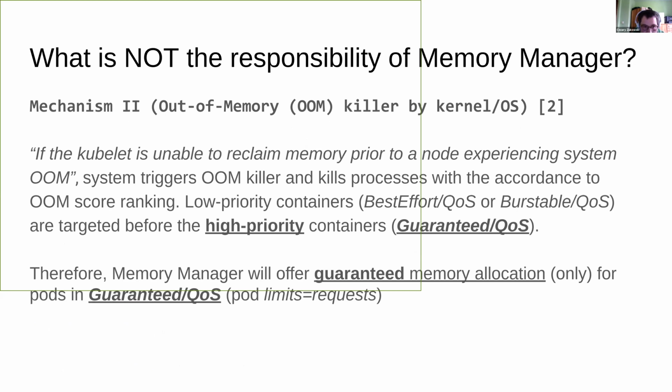I think the second mechanism is the out of memory killer, which is done by the kernel operating system. And here, what should be told is that the out of memory killer kills processes in accordance with the out of memory score ranking, and low priority containers such as best effort and burstable are targeted before the high priority containers. So the containers in guaranteed QoS class. And the implication of that is that memory manager will offer guaranteed memory allocation only for pods in guaranteed QoS. Okay, I think we can go to the next slide.